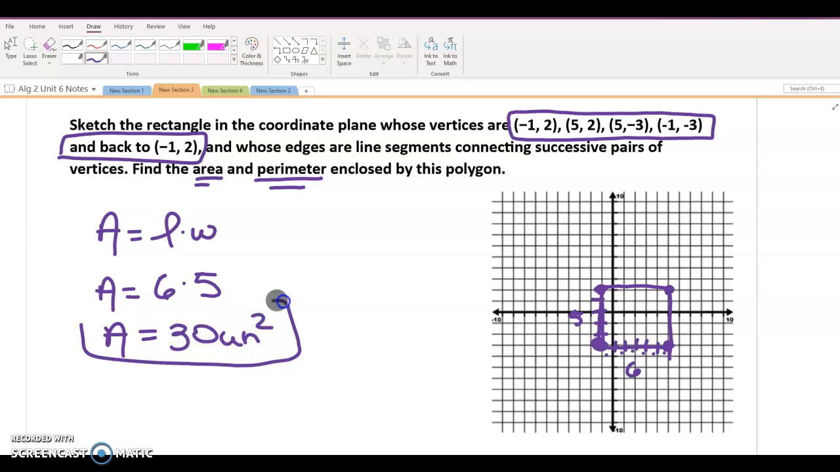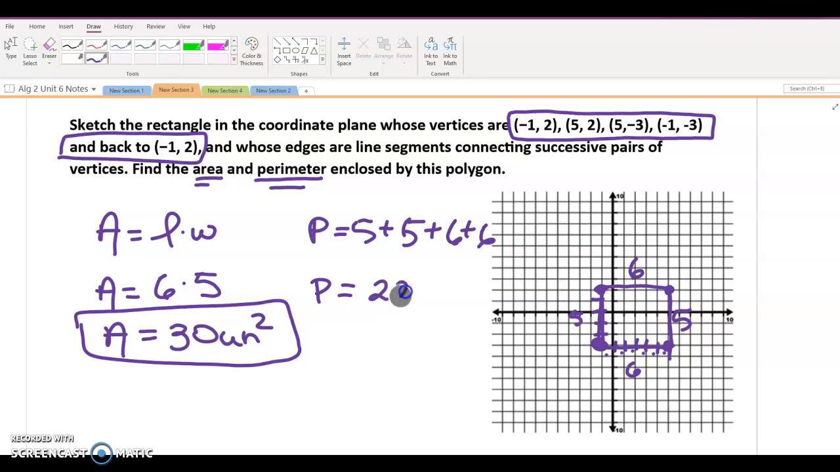There we go. And with perimeter, we said we're going to sum the sides. So if the bottom is 6, the top is 6. If the side is 5, the other side is also 5. So we get perimeter is 5 plus 5 plus 6 plus 6. And now 5 plus 5 is 10. 6 plus 6 is 12. 10 plus 12 is 22, and that's just the units around our rectangle.